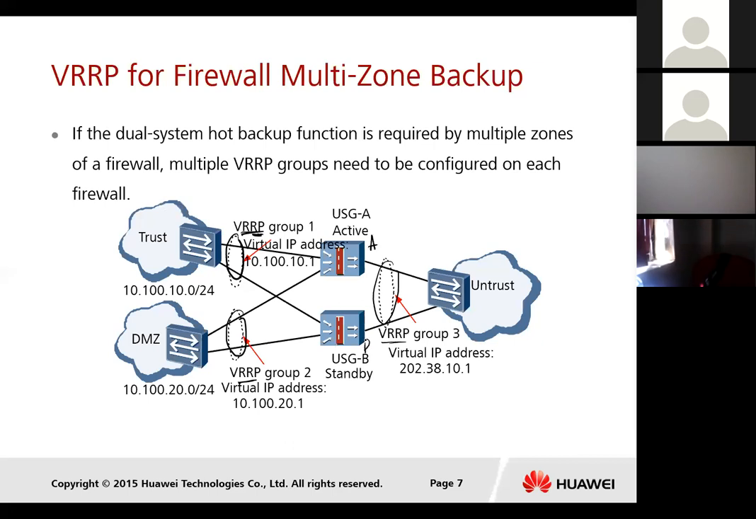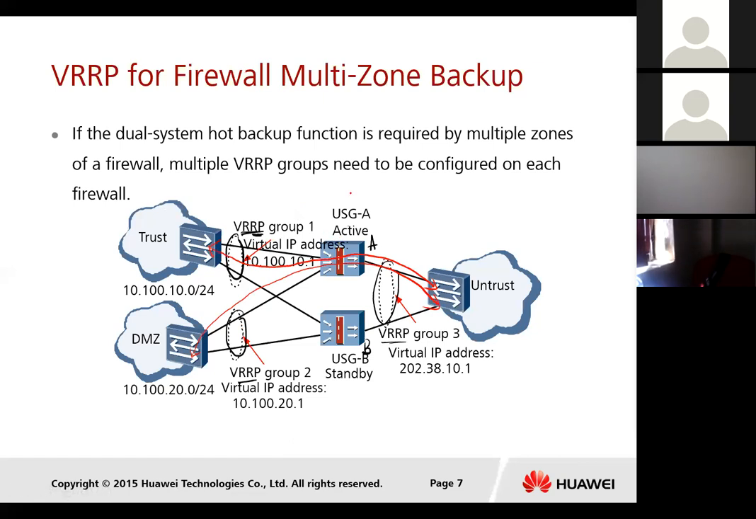So USG A, USG B: this is the active, this is the backup. So all the traffic goes across the active one. Under normal scenarios, all the traffic will flow from the active firewall to the untrust. DMZ goes to the untrust. Same as when they return, the traffic goes back through the same active firewall.